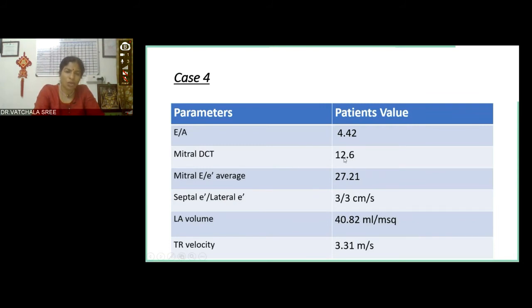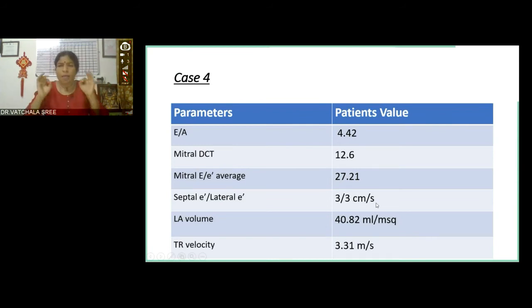The mitral DCT is only 12.6. We saw a number less than 160, but just see the DCT, only 12.6. The mitral E by E dash average is 27. Again, the number here is more than 14. Anything more than 14, anything more than 15 to be precise, is very, very critical. The septal E dash is 3, and LA volume and all those things.